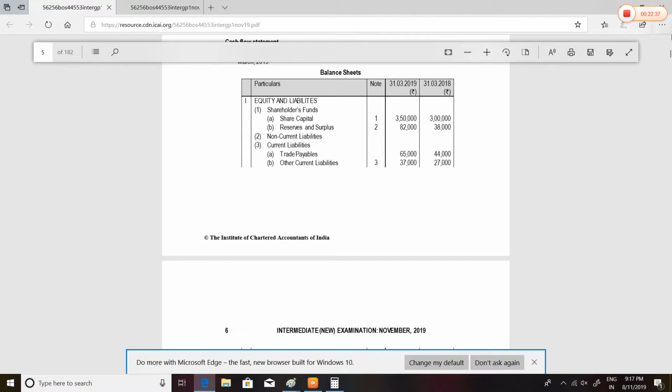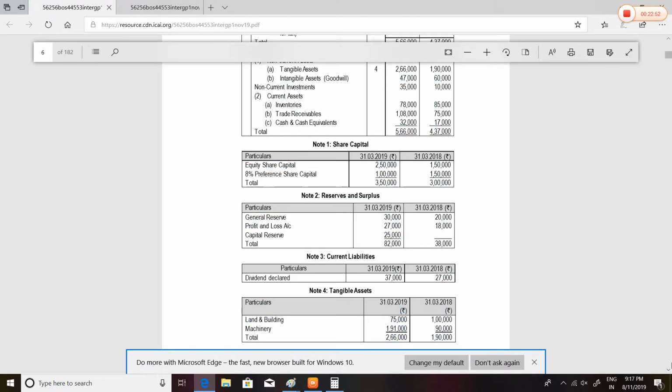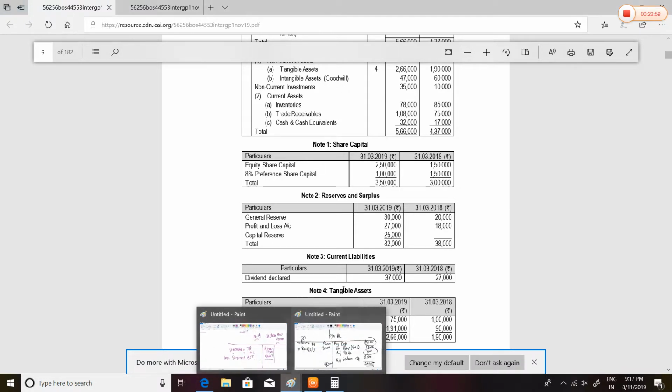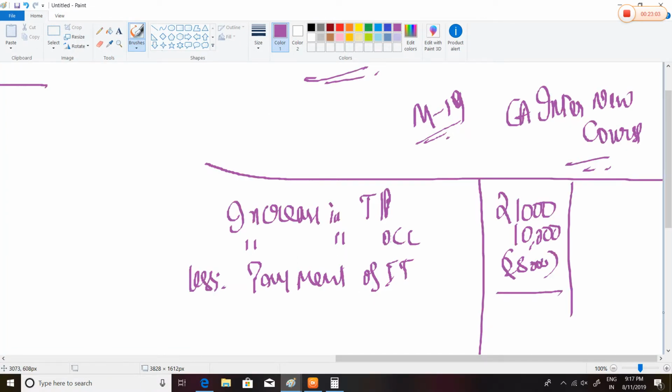Other current liabilities. Sorry, we are mistaken here. We are mistaken, sorry for the same. I did not see the other current liabilities. Not just the dividend declared. Okay, so here we will.